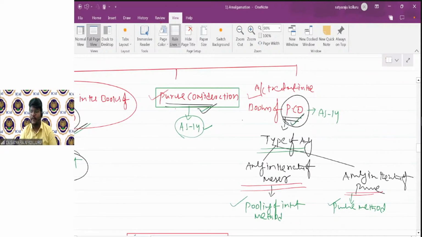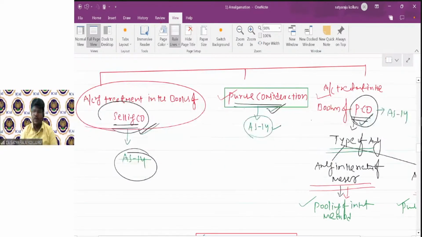Just now we discussed when the amalgamation is said to be in the nature of merger and when it is said to be in the nature of purchase. If the amalgamation is in the nature of merger, then the method of accounting treatment is the pooling of interest method. If the amalgamation is in the nature of purchase, then the method of accounting treatment is the purchase method. Right? Fine. Sir, we intensively discussed the concept of purchase consideration. So let me quickly revise the purchase consideration as well. Then I'll move on with accounting treatment in the books of selling company.